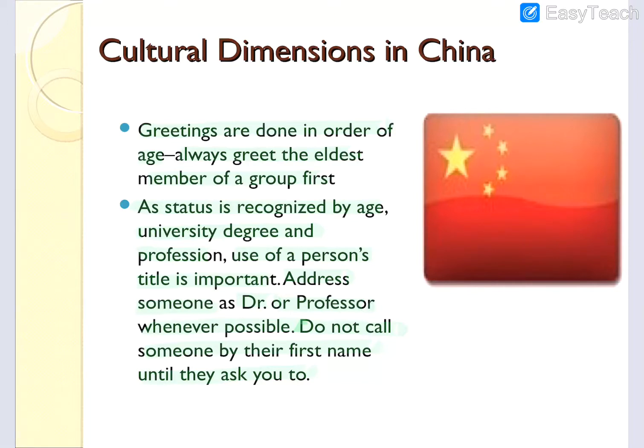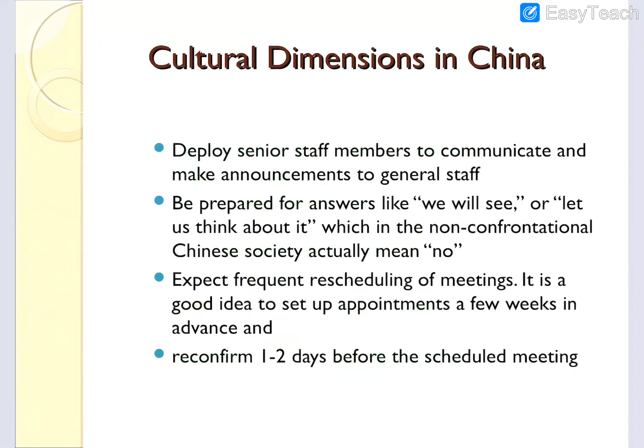If they have a title, use the title. If they are a doctor, you call him doctor. If he is a professor, call him professor. Okay, that's the most important cultural dimension in China. Now we continue with the cultural dimensions in China. They deploy senior staff members to communicate and make announcements to general staff. Normally, senior staff are the ones who need to communicate and make announcements to the general staff.